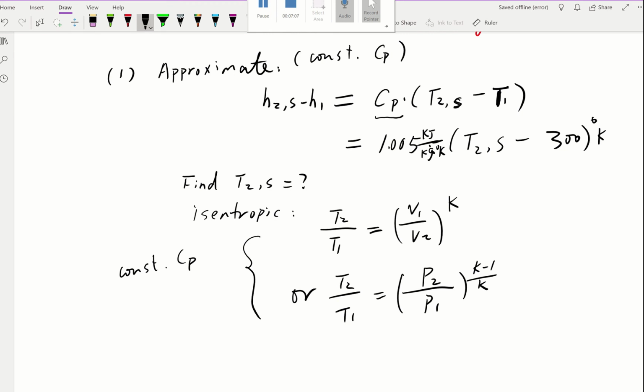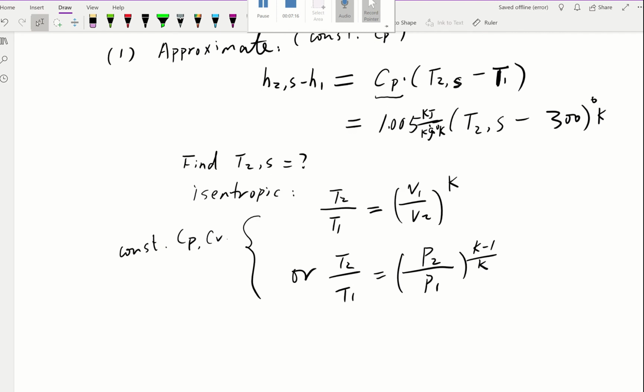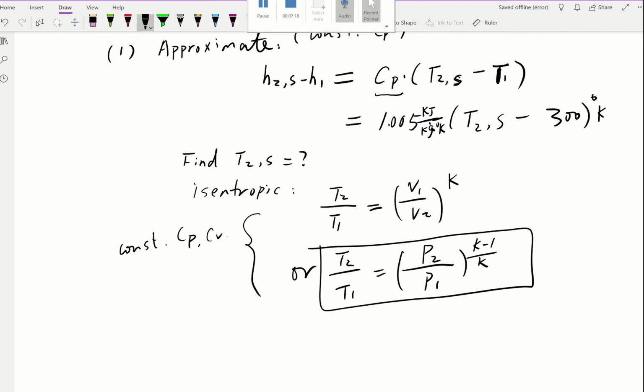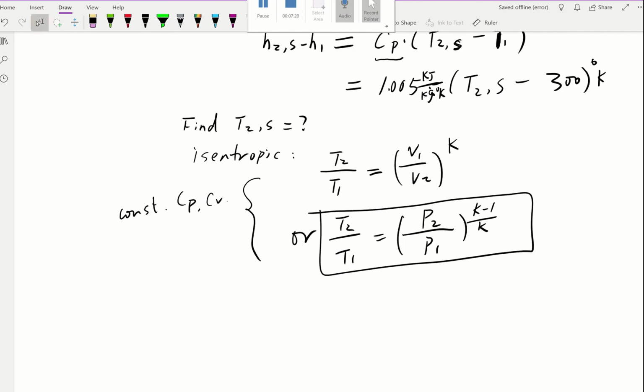That's how we got those two equations. Now let's take a look. Which one would be better? We do know the pressure ratio, so it looks like this is a winner. Okay, so if it's constant entropy, using this formula, we do not know the T2S, so that's what we're solving.